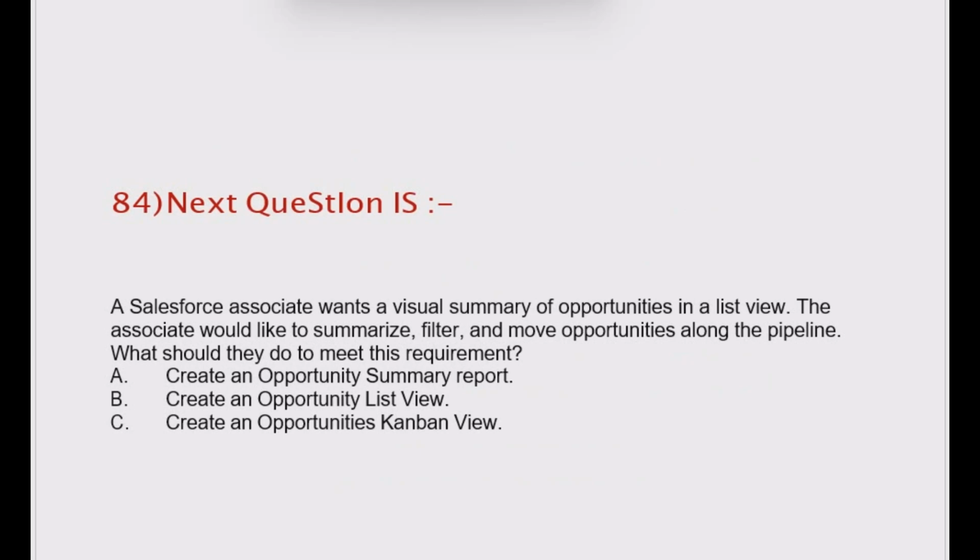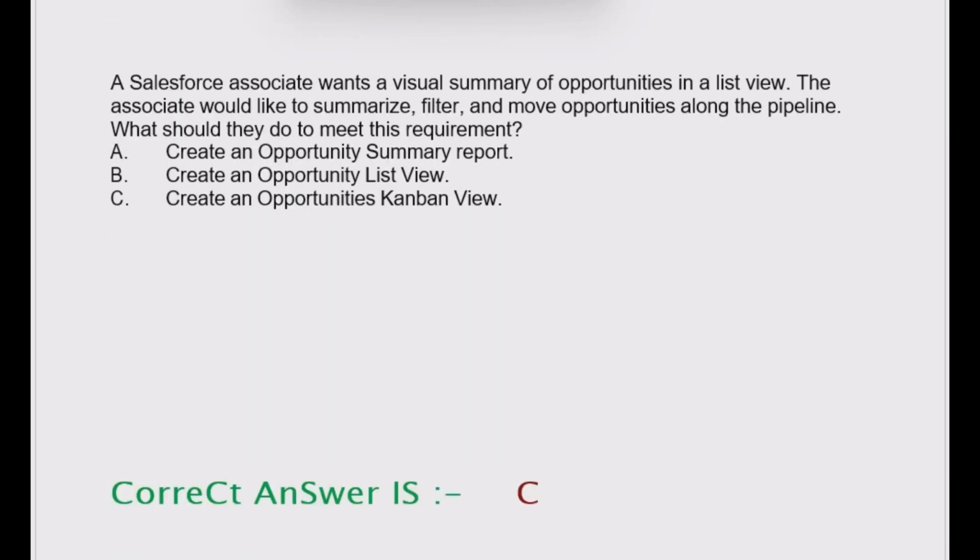Question is, a Salesforce associate wants a visual summary of opportunities in a list view. The associate would like to summarize, filter, and move opportunities along the pipeline. What should they do to meet this requirement? Option A. Create an opportunity summary report. Option B. Create an opportunity list view. Option C. Create an opportunity Kanban view. Correct answer is option C.